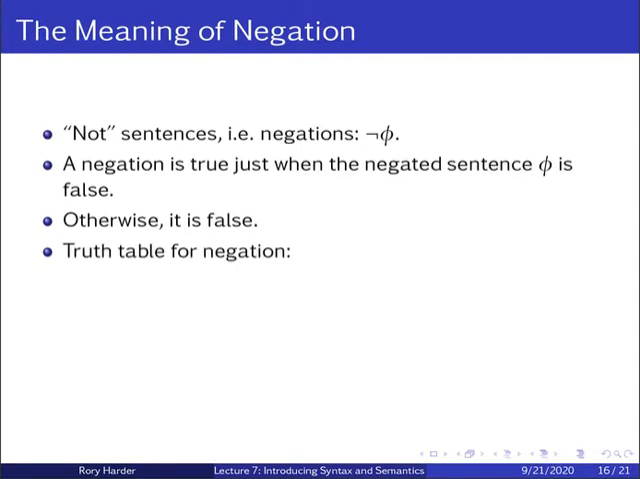We can represent that with the following truth table. When the sentence phi is true, the sentence not phi is false. And when the sentence phi is false, the sentence not phi is true. That is how we represent the meaning of negation. It combines with the meaning of a negated sentence and gives you a new meaning. And in particular, for us, the meaning of sentences is a truth value. So given an input truth value for the negated sentence, negation tells us what the overall truth value of the negation is.